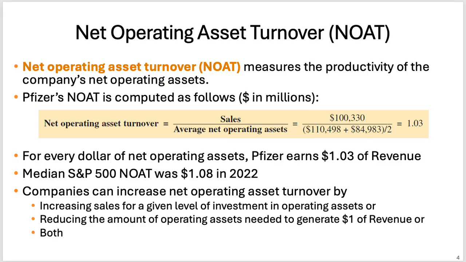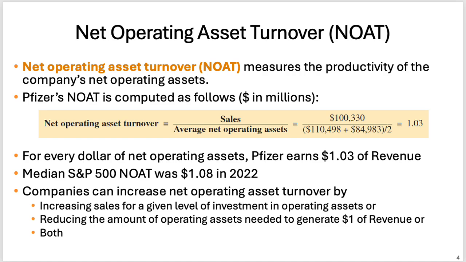Now, you can see here, average across the entire S&P 500 for that same period was about $1.08, right? So Pfizer is basically right in the average, the median. So, conceptually, of course, how do companies increase operating asset turnover? You can do a couple of different things.